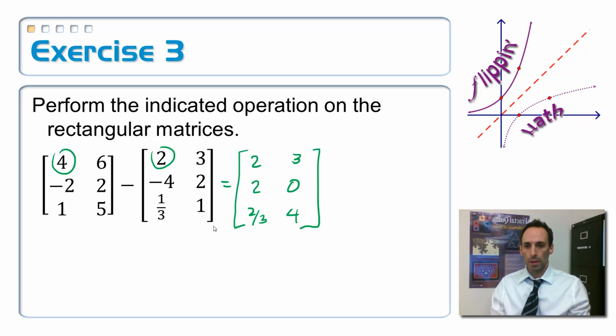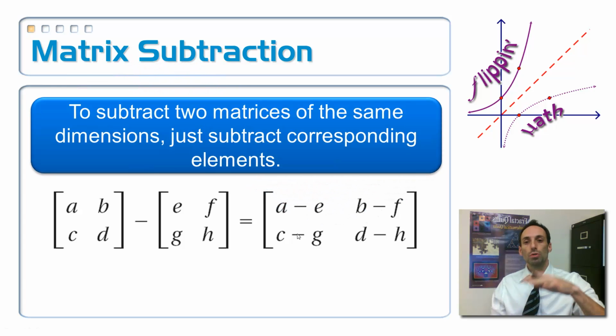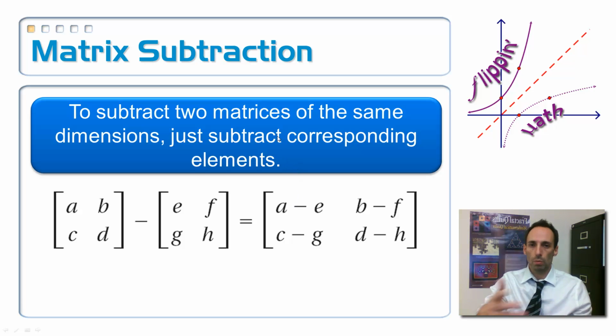Pretty simple, right? Again, notice that I had a 3 by 2, 3 rows, 2 columns, and I'm subtracting a 3 by 2, and I still end up with a 3 by 2. All the dimensions have to stay the same. Okay? So to subtract two matrices of the same dimensions, you just subtract corresponding elements. Very, very simple. A minus E goes right there in that first slot, and so on and so forth. Again, this is 2 by 2, but it works for any m by n matrices.